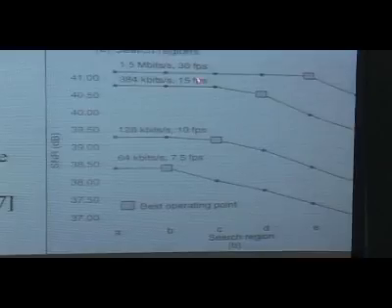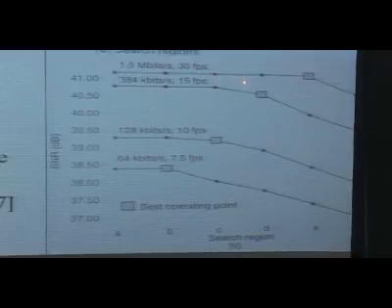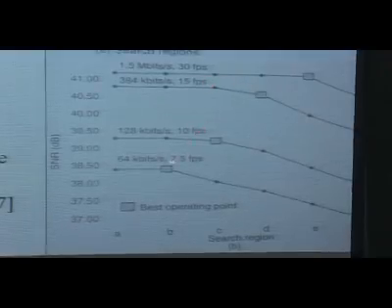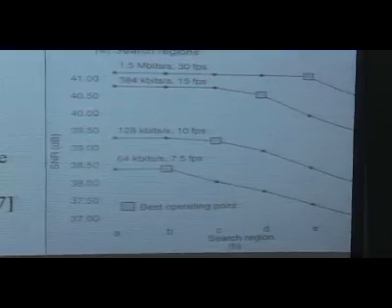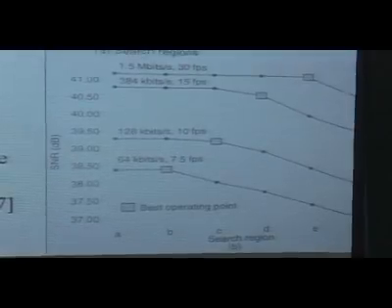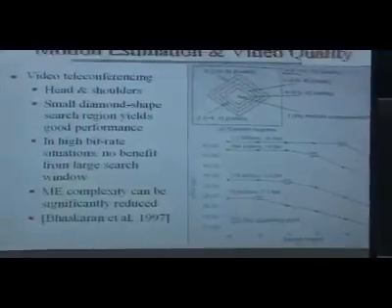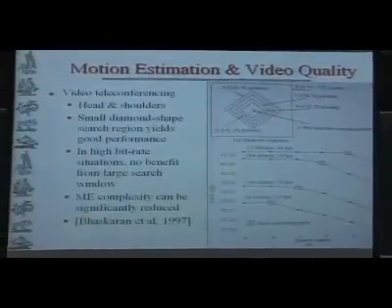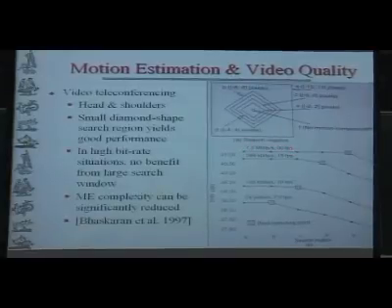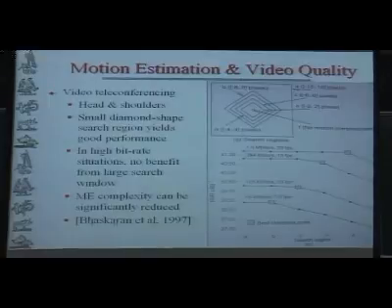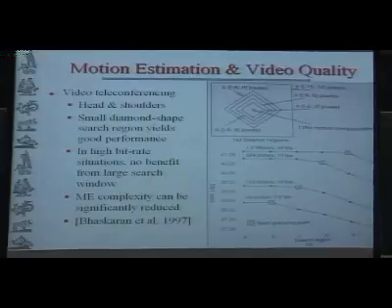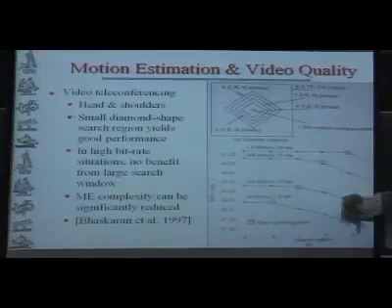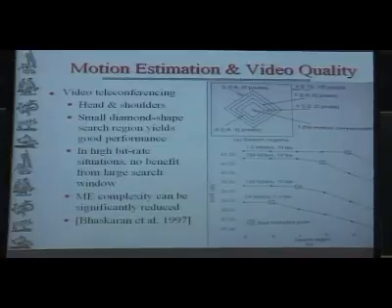Another difference between these is the frame rate. This is 30 frames per second, this is 15 frames per second, this is 10 frames per second, and this is 7.5 frames per second. The more frames you have, the less difference between frames, right? Because you do finer sampling, and that's why you don't need a large search window if you have a high bit rate and a high frame rate. This experimental result also holds true for other types of sequences. Usually, if you have a high frame rate and high bit rate, you don't need a large search window. You can just do a reasonable search window.